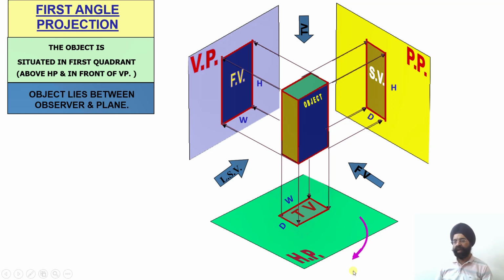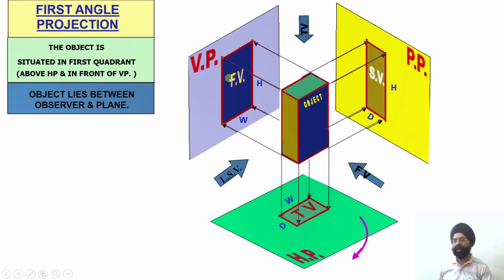So this horizontal plane will be rotated downwards, that is clockwise. The profile plane will be opening up this way, because this is going to be my hinge for the profile plane. This is going to be my hinge for the horizontal plane. So the horizontal plane will be moving downwards with respect to this hinge. The profile plane will be opening towards the right with respect to this hinge over there.